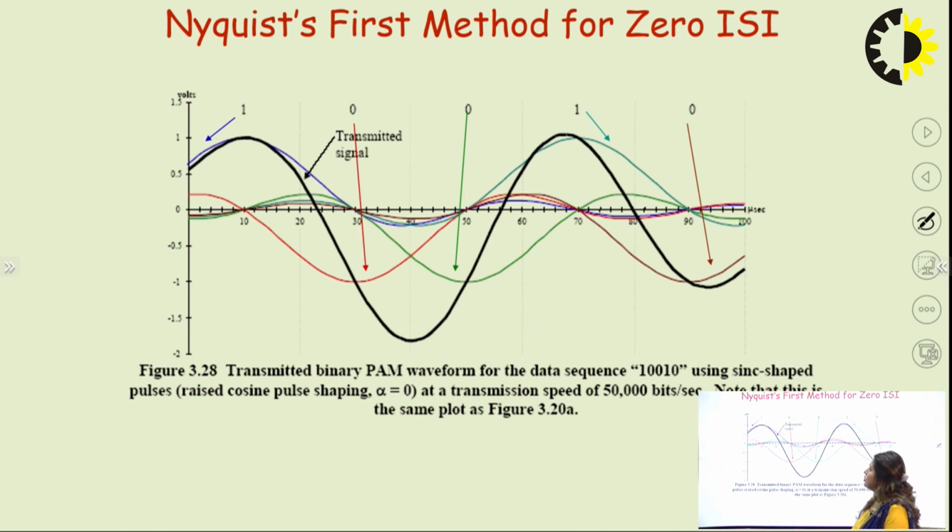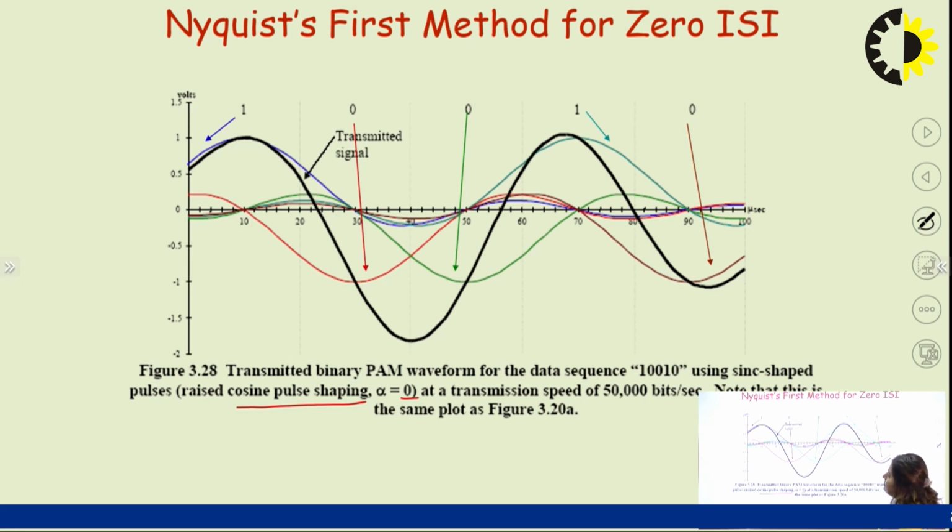The next figure shows the transmitted binary PAM waveform for the data sequence 10010 using sinc shaped pulses, which is raised cosine pulse shaping with alpha equivalent to 0, at a transmission speed of 50,000 bits per second. So we have a figure here where 10010 is the data sequence, and for this data sequence we have sinc type pulses, and obviously these pulses are overlapping with each other, but at the sampling instant, if you see, they are not overlapping. So at the sampling instant there is no ISI, but at different locations there is obviously intersymbol interference, or overlapping between the two pulses.